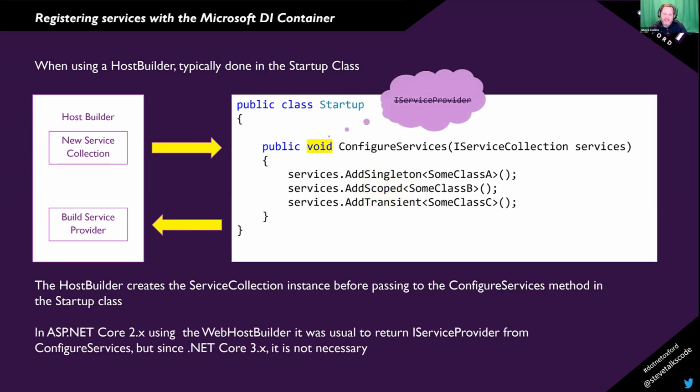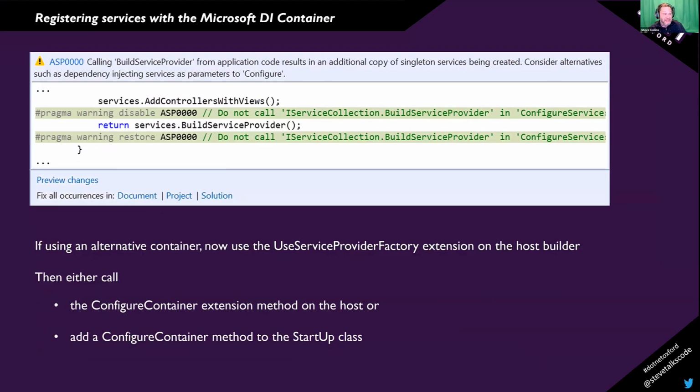Now, on that previous slide, I said that we're moving from Core 2 to Core 3, or .NET 5 as it is now. We're no longer required to return the service provider. In fact, it's now actively discouraged. If you try and return a service provider from ConfigureServices, you'll get this Roslyn analyzer warning. The reason for that is since Core 3, the way the service provider is created by the host builder has changed. What it also means is that whilst in Core 2, there was a small performance boost by implementing the IStartup interface when using the web host builder, this isn't supported by the generic host model.